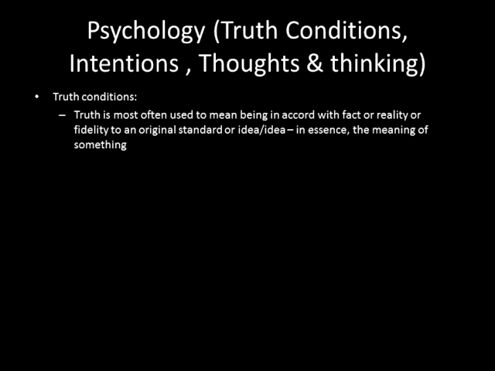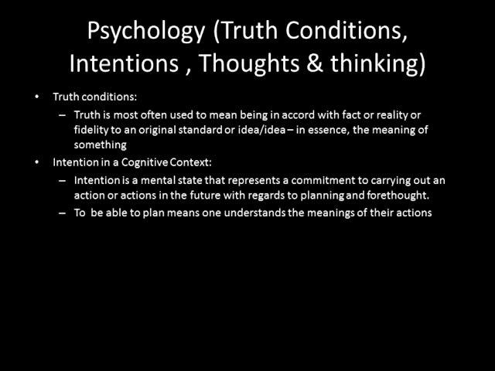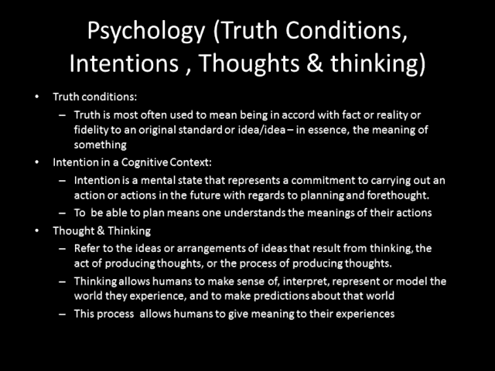Moving along from ancient Greek philosophy, we come to modern psychology, looking at three main areas. First is truth conditions, where the truth is often used to mean being in accord with facts or reality or fidelity to some original standard or idea, or in this case, the meaning of something. Intention in a cognitive context is the mental state of the individual that represents a commitment to carrying out an action or actions in the future, with some regard to planning and forethought, often tied to an experience, and thus the meaning of something else again.